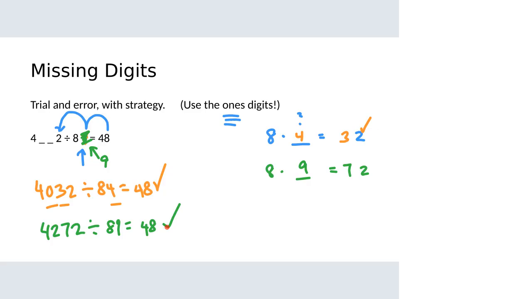If there's ever a problem like that, you get credit for either one. You wouldn't have to give both. I just want you to see that sometimes there's more than one way to land on a correct answer on these missing digits type of questions.